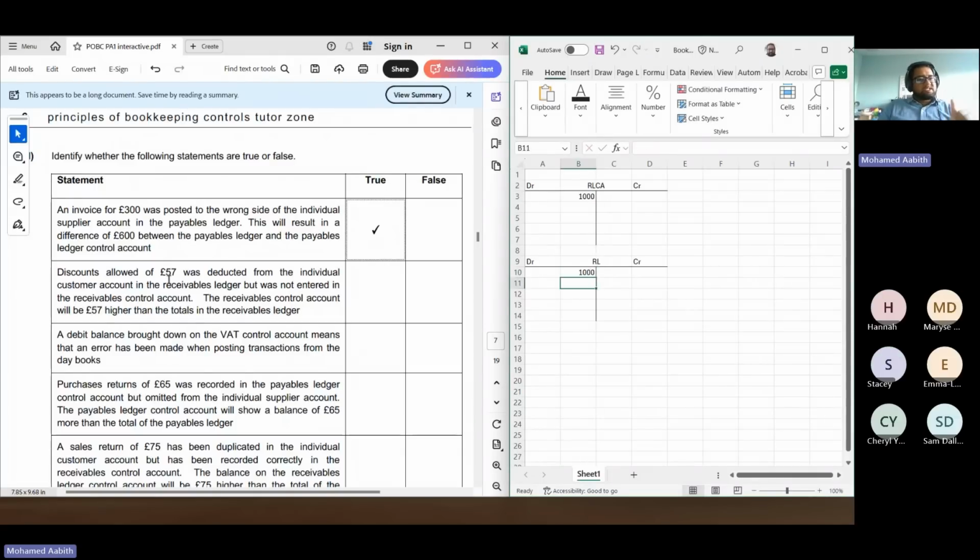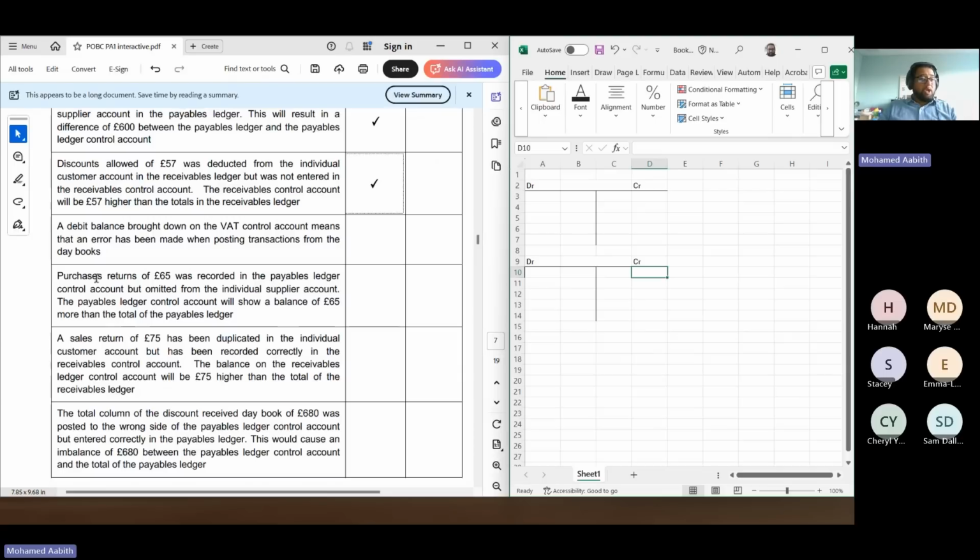So let's see here. Discount allowed of £57 was deducted from the individual customer account, which is here. We have done this, and we should have done it here as well on the control account. But it was not entered into the control account. So according to this, it was missed. So the balance here is 1,000, and this one is 943. Now, according to this, the receivable ledger control account will be £57 higher. This is definitely £57 higher than this amount. So that statement is also true. This is the way I draw a T account to reuse it for my purpose to help me identify whether these statements are true or false.